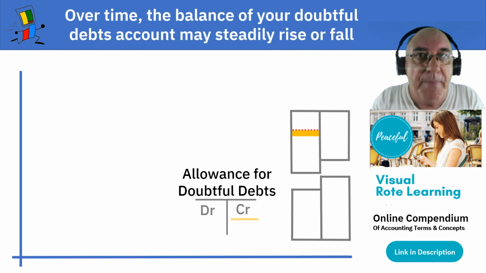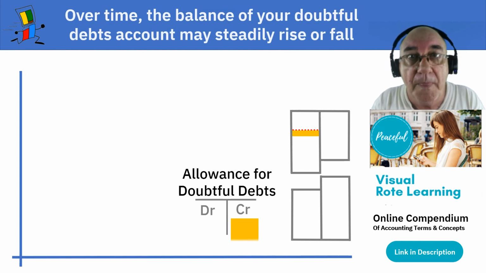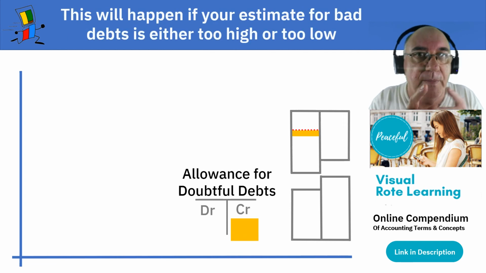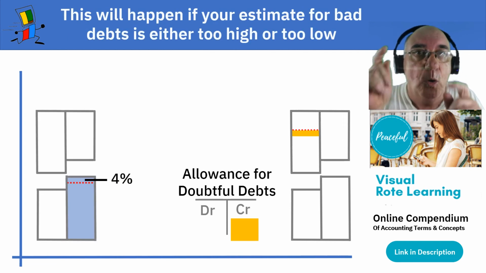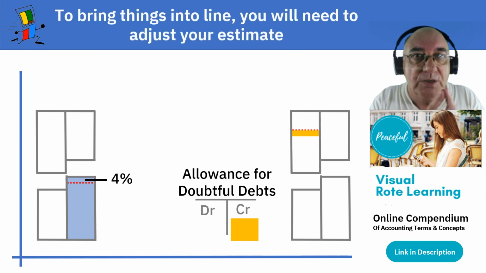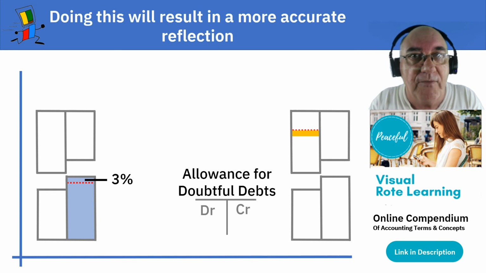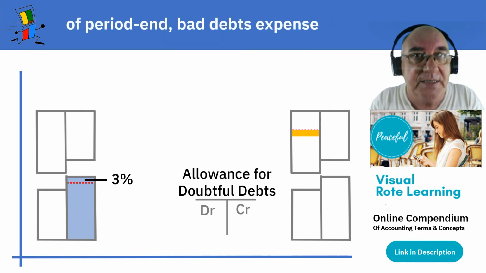Over time, the balance of your doubtful debts account may steadily rise or fall. This will happen if your estimate for bad debts is either too high or too low. To bring things into line, you need to adjust your estimate. Doing this will result in a more accurate reflection of period-end bad debts expense.